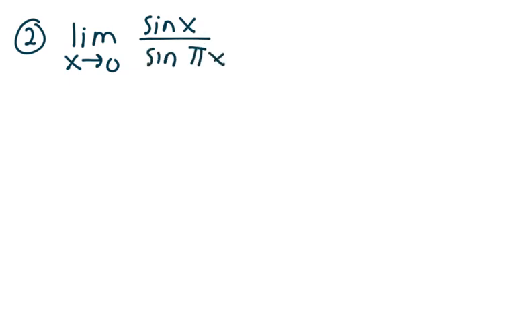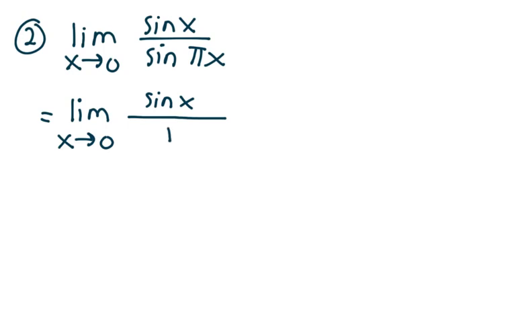Example 2. Suppose I had the limit as x goes to 0 of sine x divided by sine pi x. And so I'm going to break this apart as follows. So we get the limit as x goes to 0. Remember, x is not 0. X is approaching 0. That's very important. So I'm going to take the limit as x goes to 0 of sine x over 1 times 1 over sine pi x.